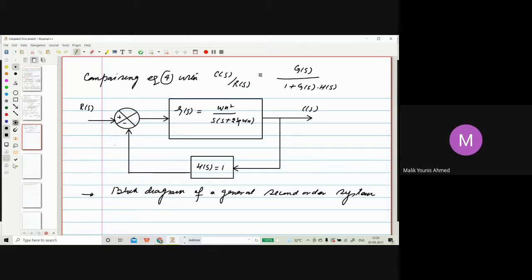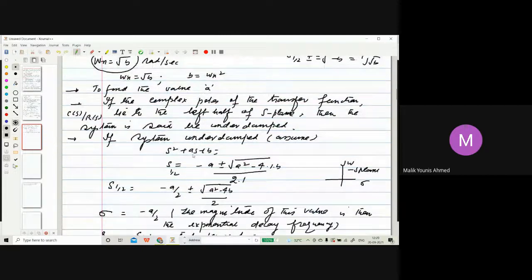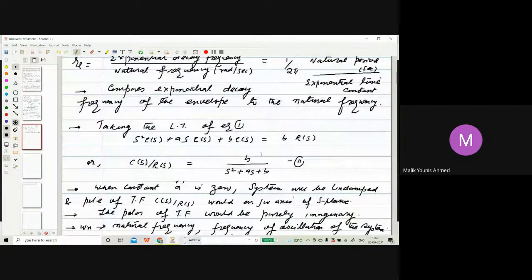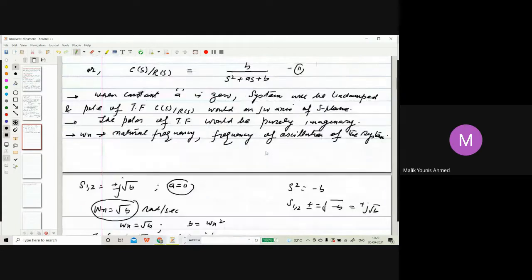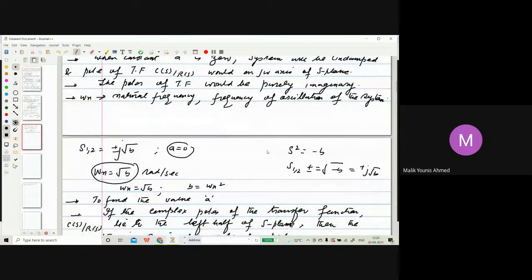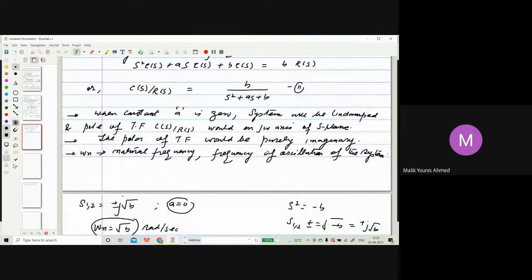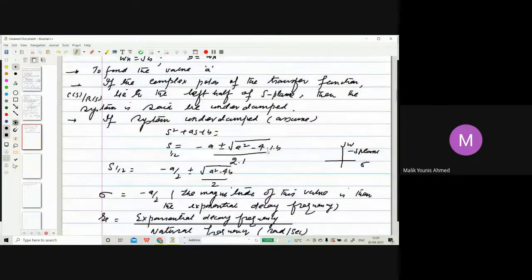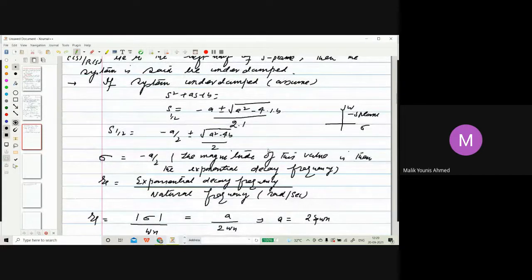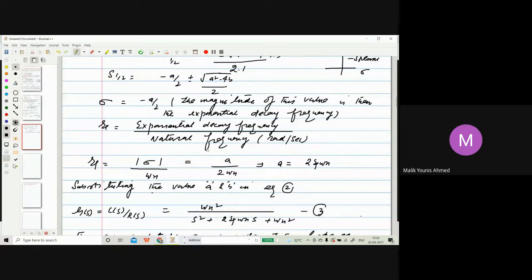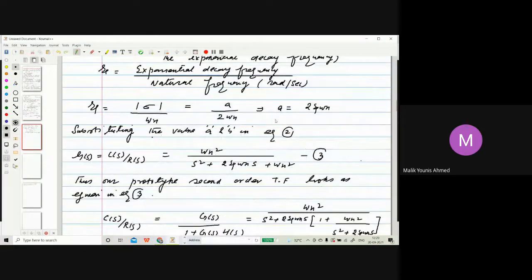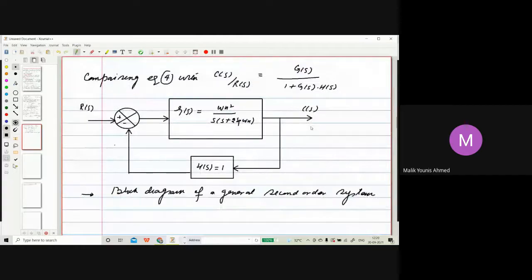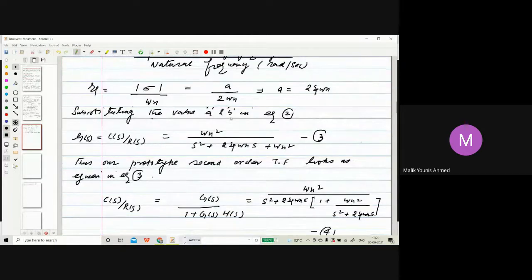We have to first derive it, considering two things: the b value and the a value. The b value we can get by assuming the system as an undamped system, which gives the natural frequency of oscillations of the system. Second, we have to get the value of xi, from the exponential decay frequency and the natural frequency. Then a and b we substitute, and we get this second order system. You have to memorize that the second order system is like this: omega n square over s square plus 2 xi omega n s plus omega n square.